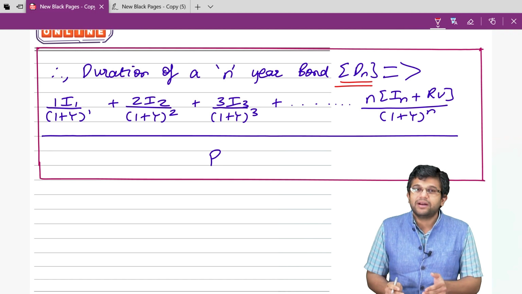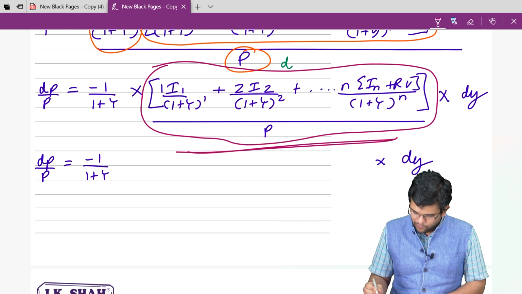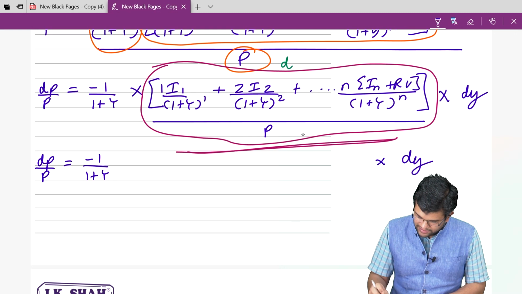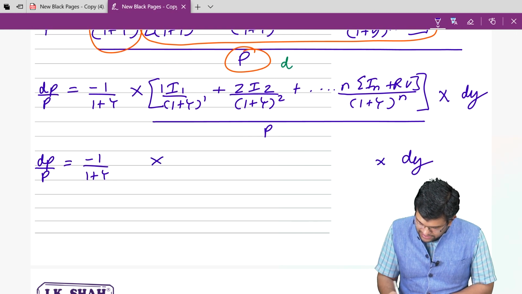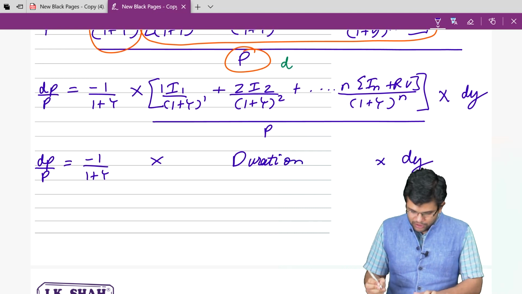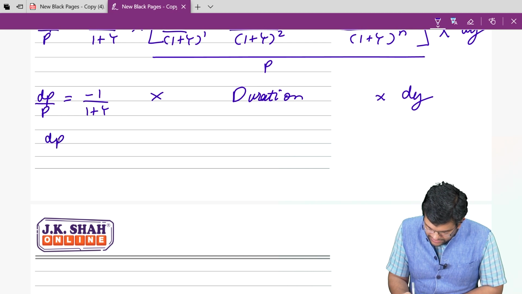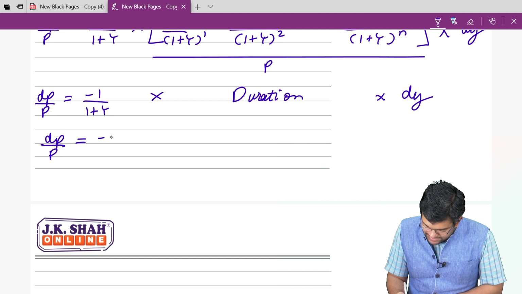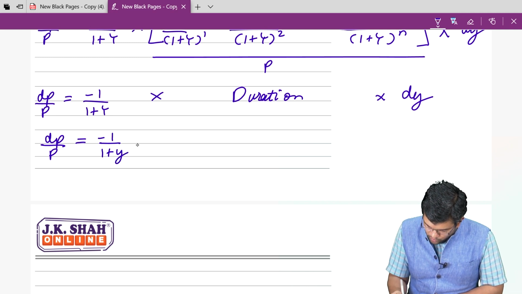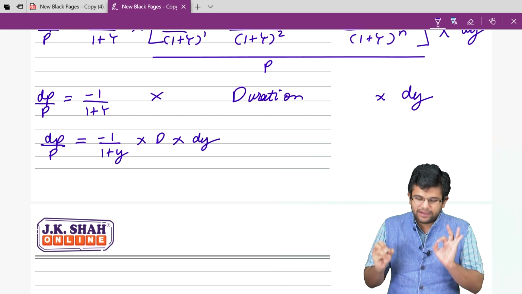Yes, duration of n years, this was the entire equation. So therefore, children, instead of this entire area here, this red marking, we can simply write it as duration. Everybody clear? So children, therefore, what do you understand? That dp upon p is equal to minus 1 upon 1 plus y into d into dy, where d is the duration for n years. Everybody clear till here? Great.